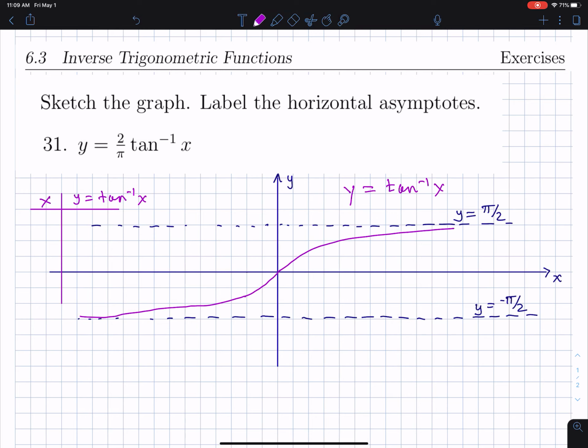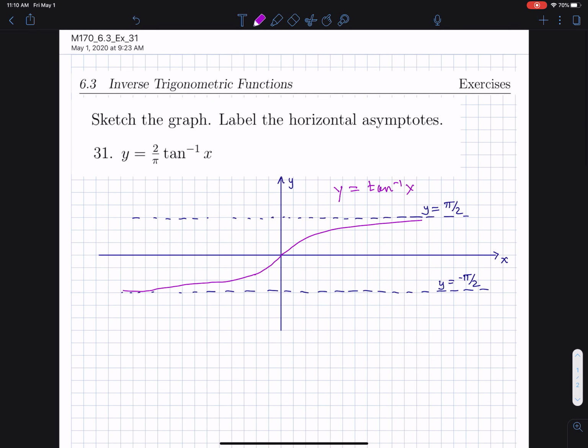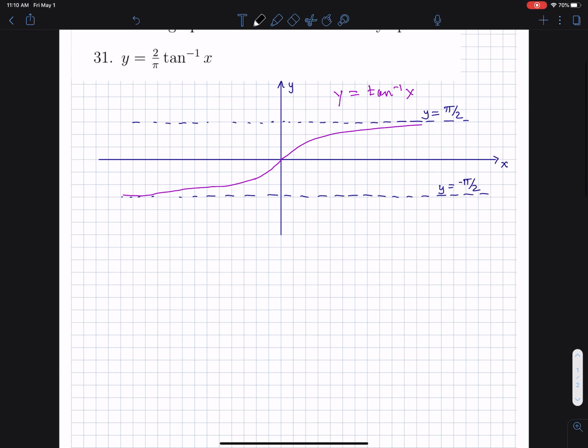Well, that might not be the best way to do it. The question is, what happens when I multiply by 2 over pi? I'm taking all the y coordinates and multiplying by 2 over pi, and these horizontal asymptotes we can multiply by 2 over pi. I'm going to have to make this a little smaller. Everything gets multiplied by 2 over pi.